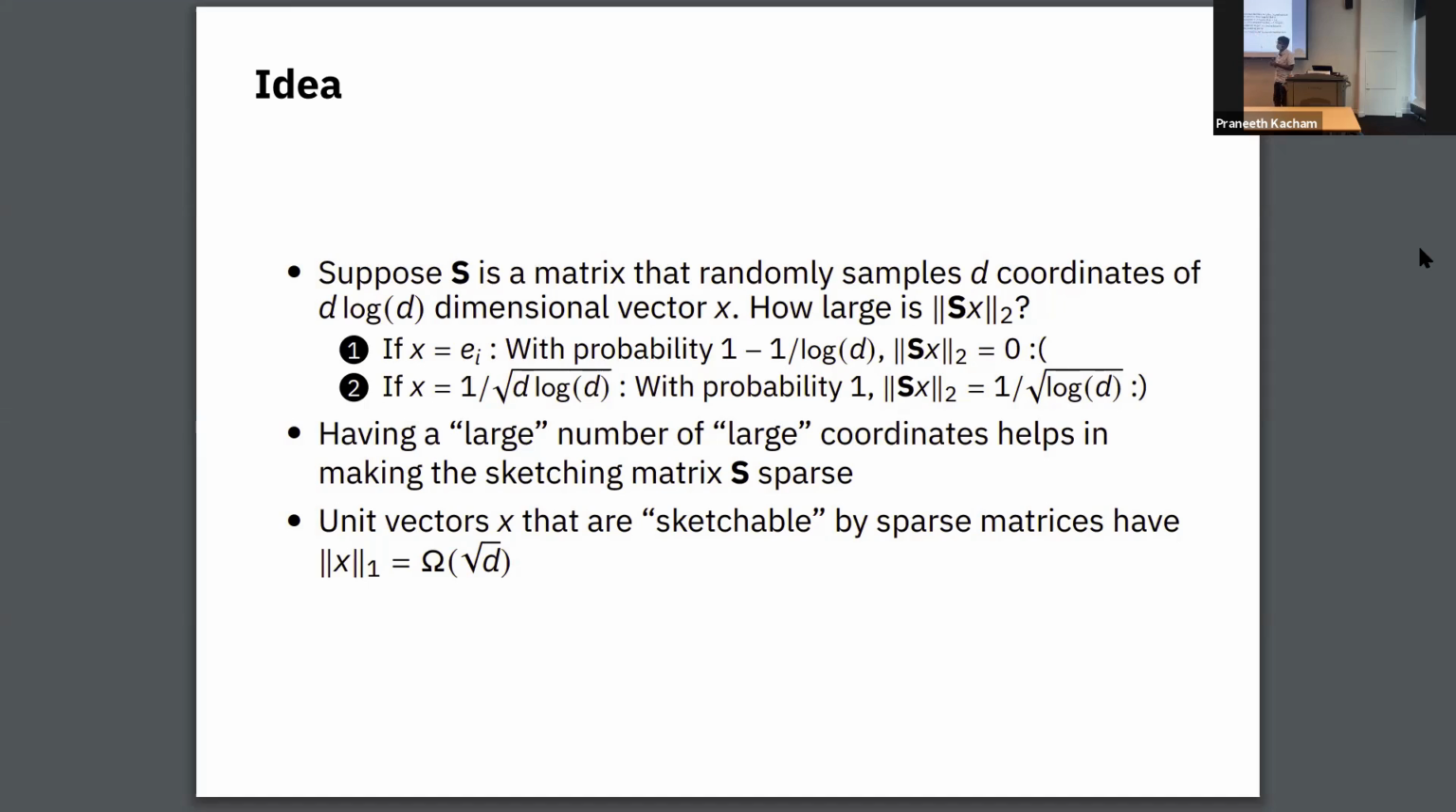So this is the property we want to make use of: if each unit vector in the subspace has a large number of large coordinates, then sampling is easy. That is what we want to prove. Essentially, a vector is nicely sketchable with sparse matrices if its L1 norm is very large. So consider a unit vector in R to the d log d. If its L1 norm, that is the sum of absolute values of its coordinates, is large, say square root d, then it is easily sketchable by sampling few coordinates. This is the intuition behind our idea.